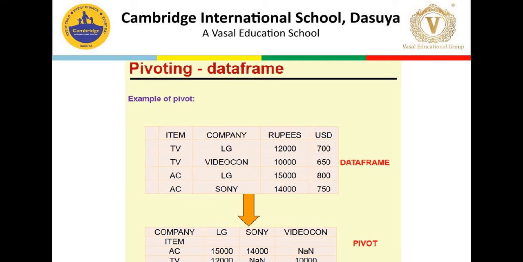And see here, we are finding out only the rupees information. We don't want the US dollar information, the US dollar price of the commodity. That's why we have removed it in the pivot operation. So in pivot we can take the required information, and the information that we don't need, we can discard also.